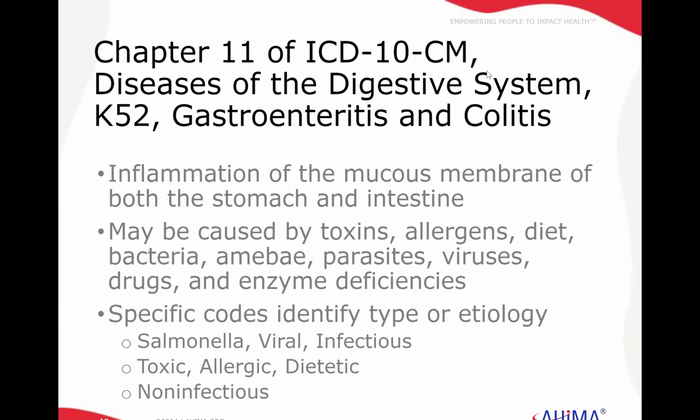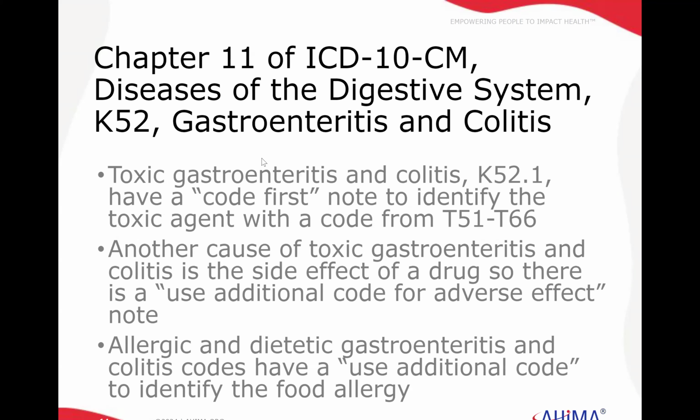K52 is similar to K50 with Crohn's disease, but it's basically an inflammation of the mucous membrane of the lower intestines. This can be caused by autoimmune conditions, toxins, allergens, all different types of things, in the case of gastroenteritis. With colitis, we're talking about inflammation specifically within the colon. So these things are salmonella, viral, what have you. When we talk about colitis, we're talking about inflammation of the colon. Gastroenteritis is inflammation of the stomach and the intestines.